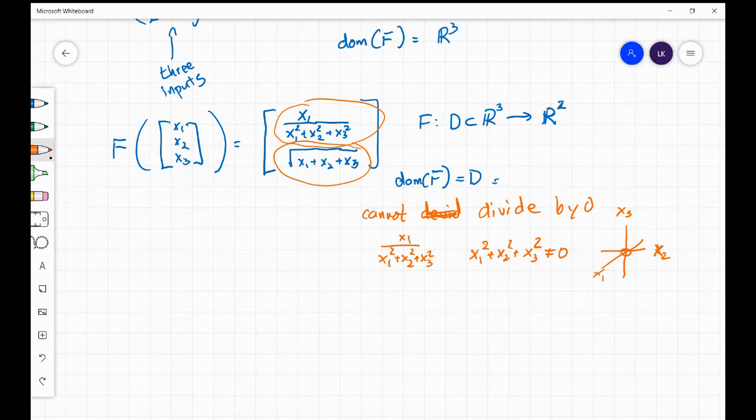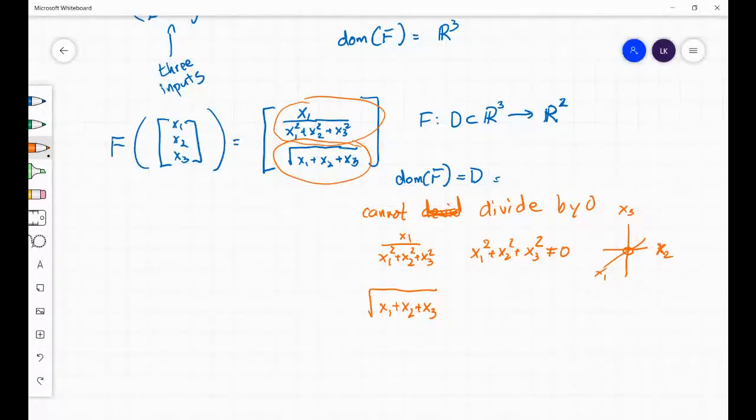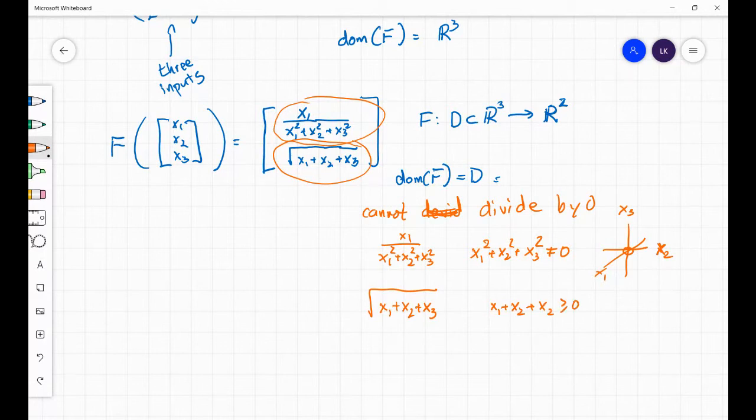But what if you look at the second coordinate? So you have to worry about square roots, possibly logs in these problems, right? So since we're dealing with Rn, we're dealing with real numbers. So we know that for real numbers, we can only take square roots of non-negative values. So this has to be at least 0.